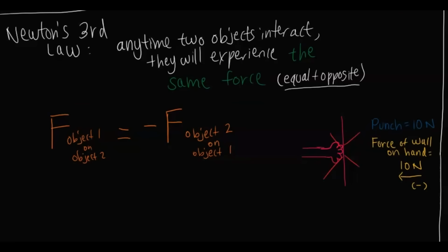So basically, Newton's third law states that anytime two objects interact, they're going to experience the same force, which is equal and opposite. So the force experienced by one object on the other one is the same, except it's opposite from the other object to the original one.